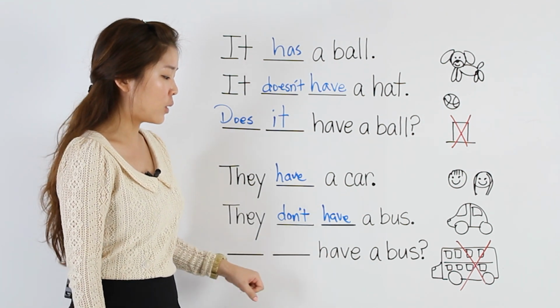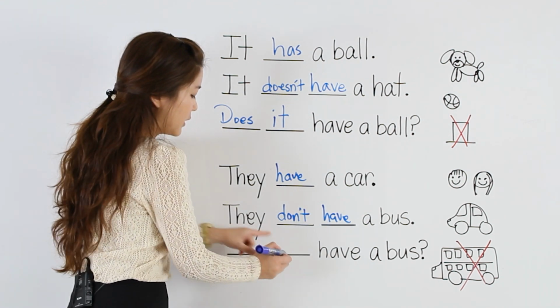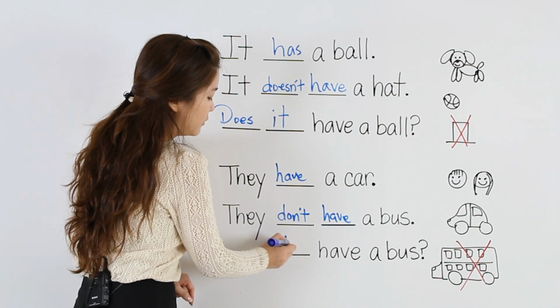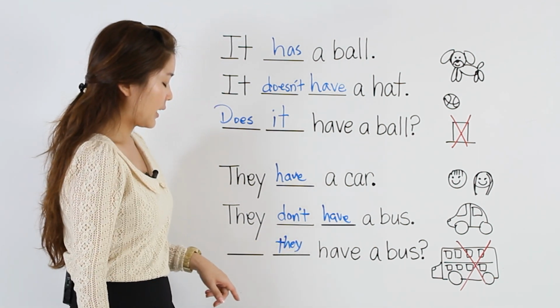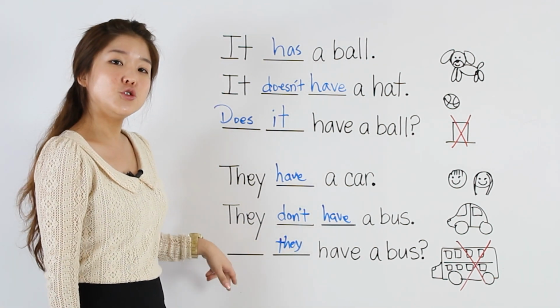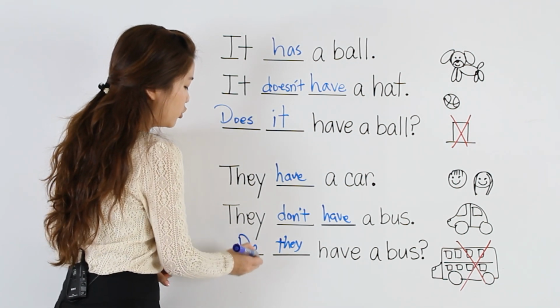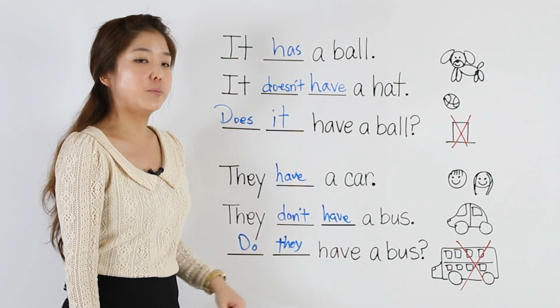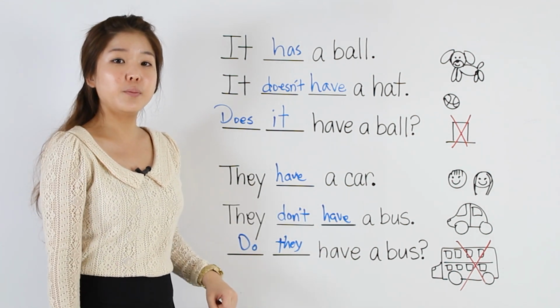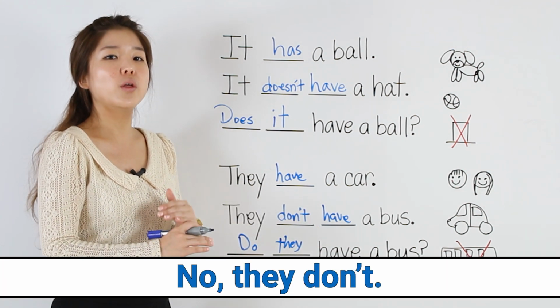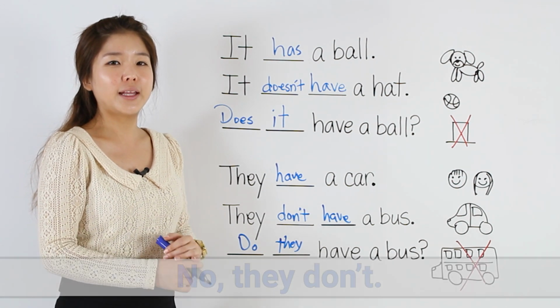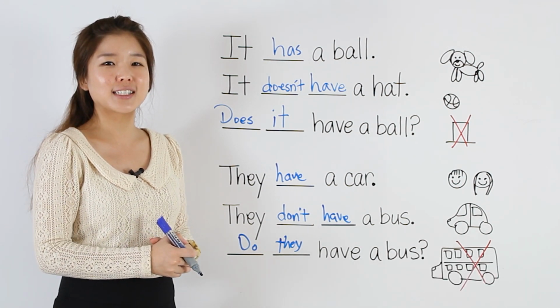Okay, and we have a question. Well, again, we have to put the same pronoun. How about in the front? Do or does? For they, we put do. Do they have a bus? No, they don't. Okay, let's move on to some more practice.